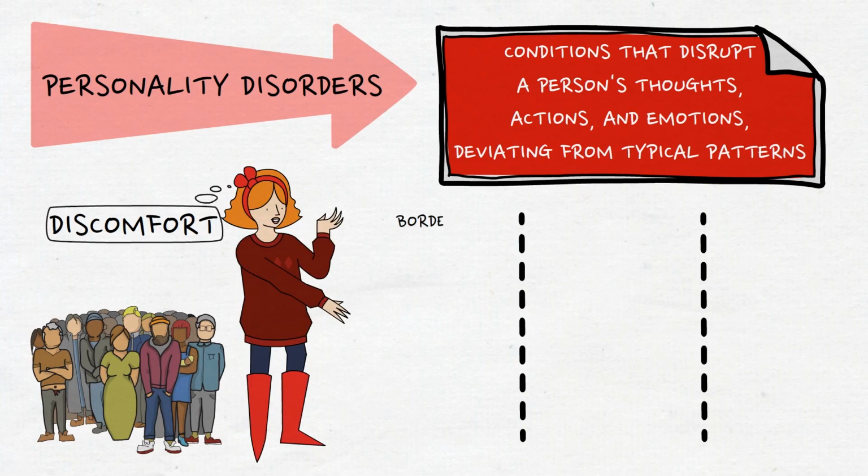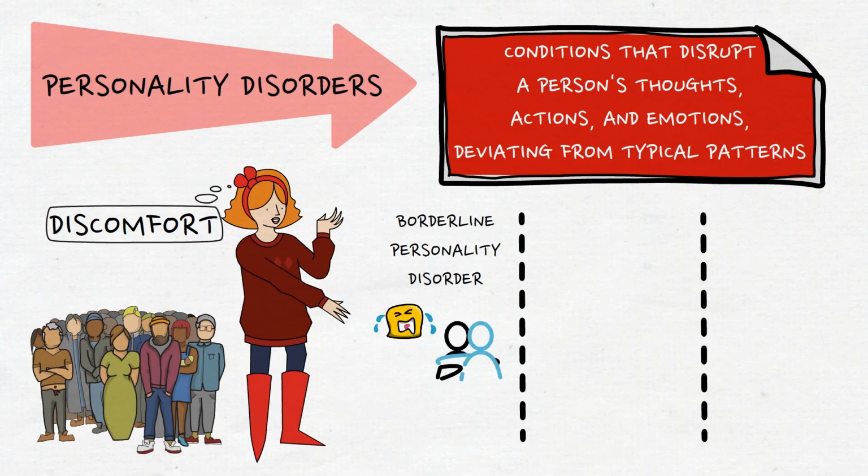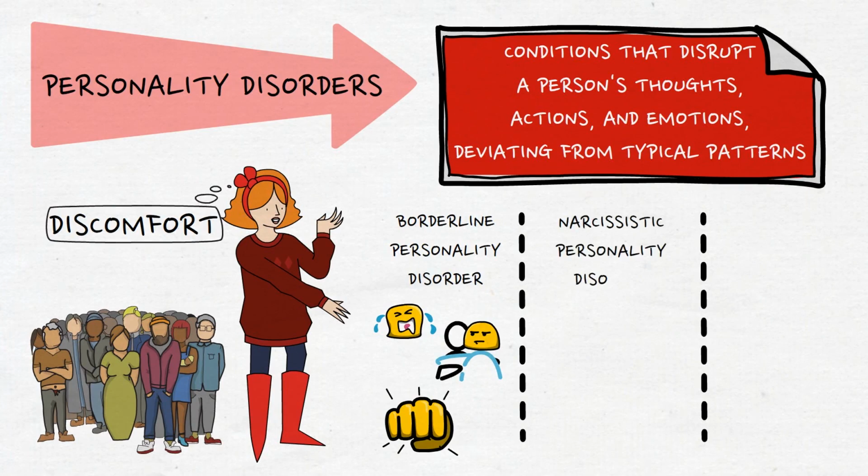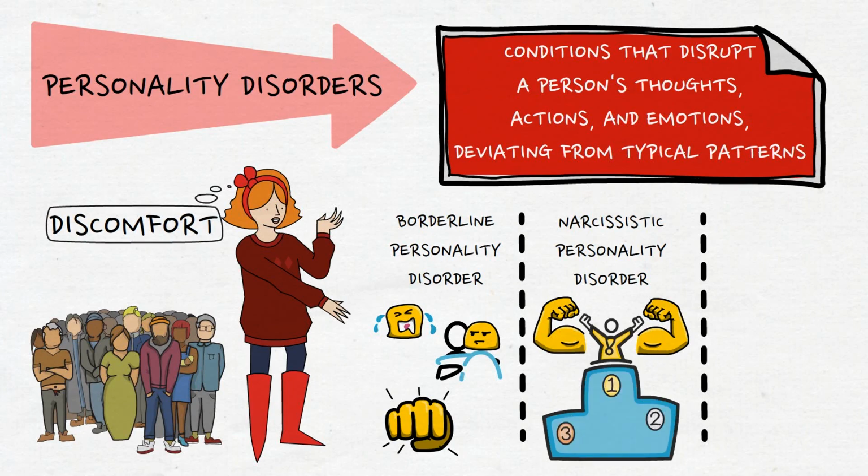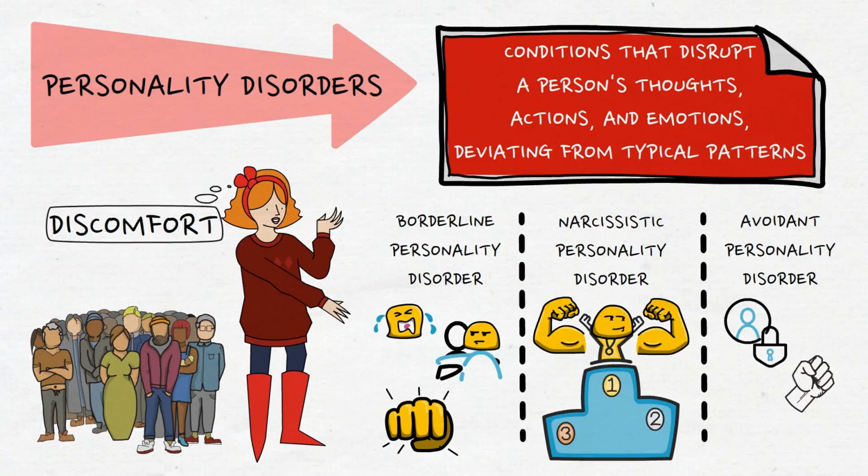For instance, borderline personality disorder is characterized by emotional instability, fear of abandonment, and impulsive actions. Narcissistic personality disorder is distinguished by feelings of grandiosity, insatiable desire for admiration, and lack of empathy for others. Avoidant personality disorder may lead to social withdrawal, anxiety, and intense fear of rejection.